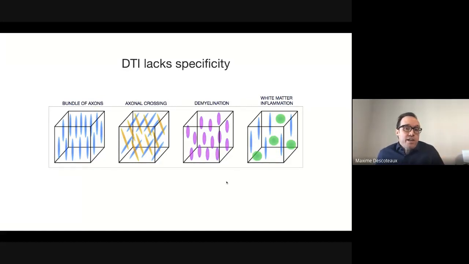And in all these cases, unfortunately, DTI can more or less give you the same average diffusion tensor with an FA of about 0.4 or 0.3. And so even though it's, like I said, sensitive, it's highly unspecific. We need to do better than this.